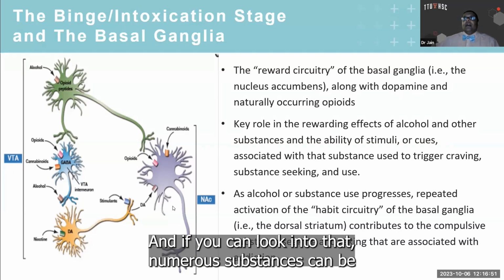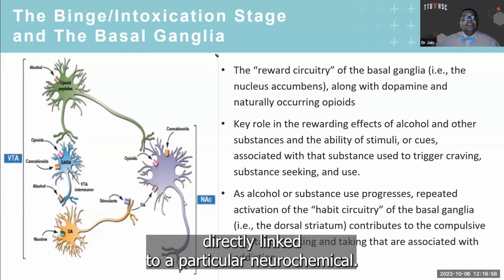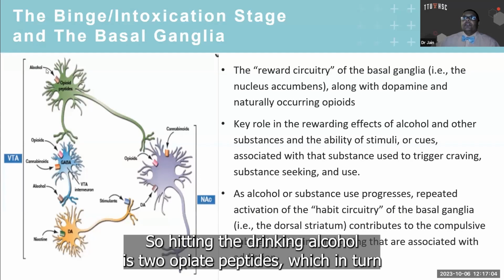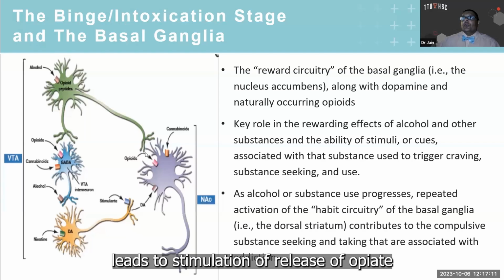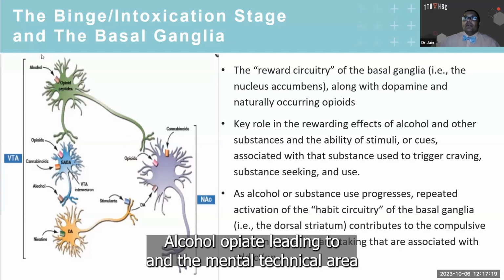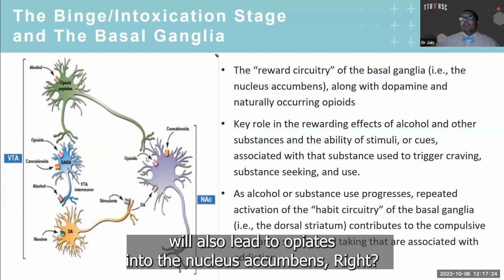And if you look into that, a number of substances can be directly linked to a particular neurochemical. For example, let's take the one on the top. Yes, alcohol. Drinking alcohol hits the opiate peptides, which in turn stimulates the release of opiates or opioids into the nucleus accumbens. So this will be a positive reinforcement behavior. Alcohol, opiates, leading to, and the ventral tegmental area will also lead to opiates into the nucleus accumbens, right?